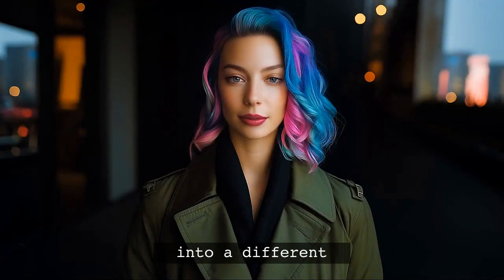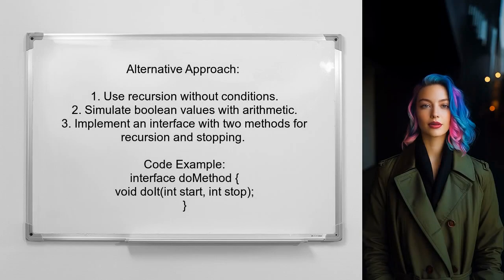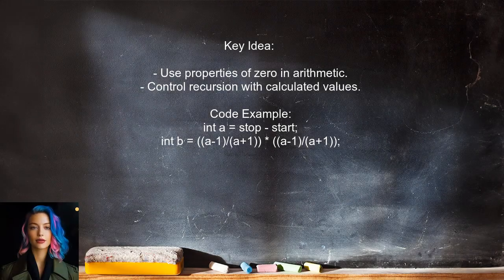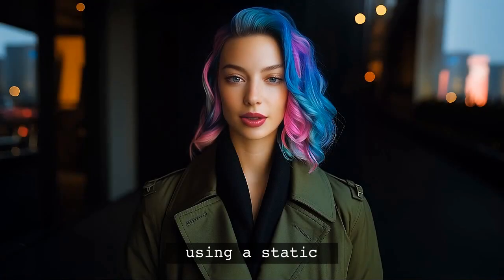Now, let's dive into a different answer from another user. This user presents an alternative approach to printing numbers in a specific range without using loops or conditions. They suggest using a recursive method combined with an arithmetic trick to simulate Boolean values. The key idea is to use the properties of 0 in arithmetic to control the recursion. By calculating a value based on the difference between start and stop, the method can determine when to stop without explicit conditions. Here's the clever workaround I promised.